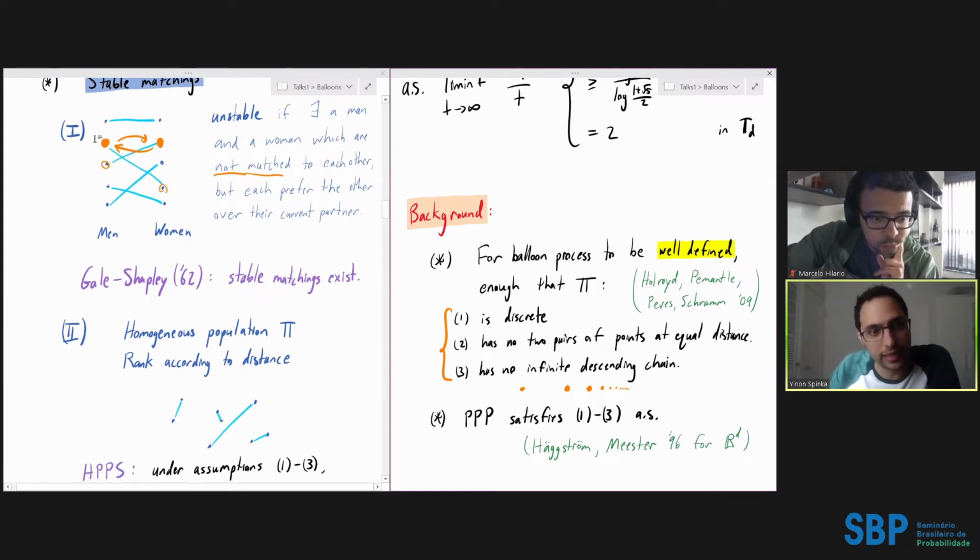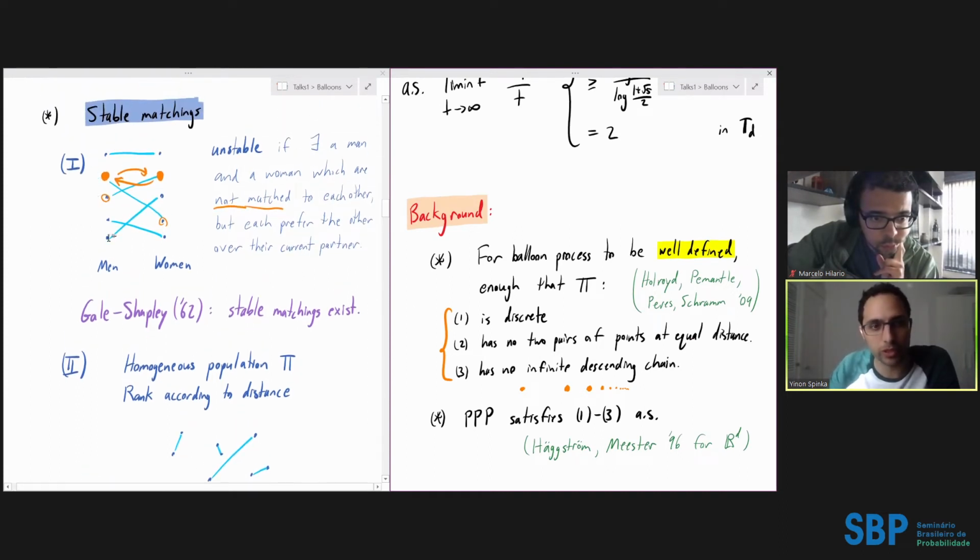So this is the classic setting that I just mentioned, where you have these men and women. In the setting that's related to our situation, it's a more modern setting. Instead of having a population of men and women, you just have one big population. We have a homogeneous population. This is our initial point process that we were talking about, the pi.